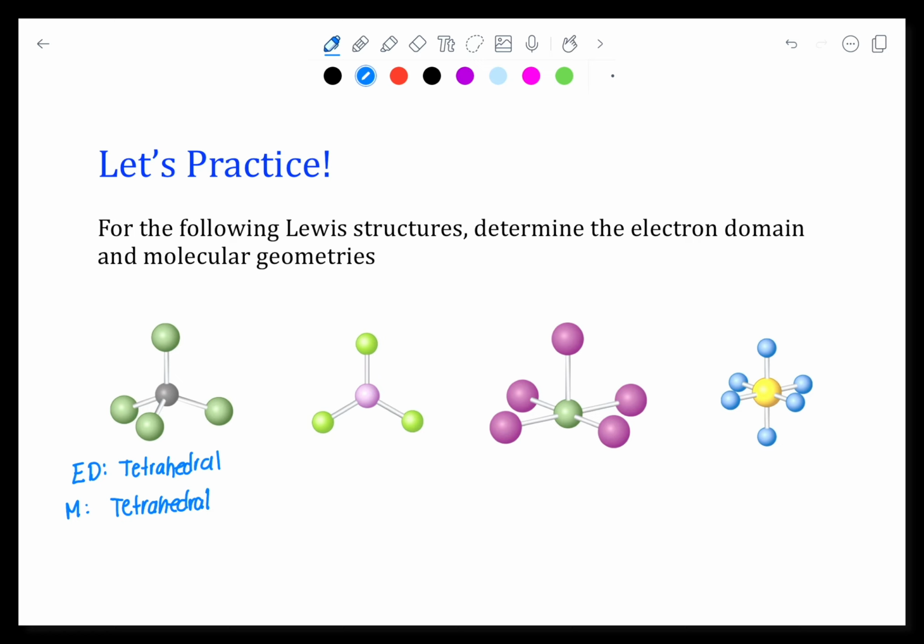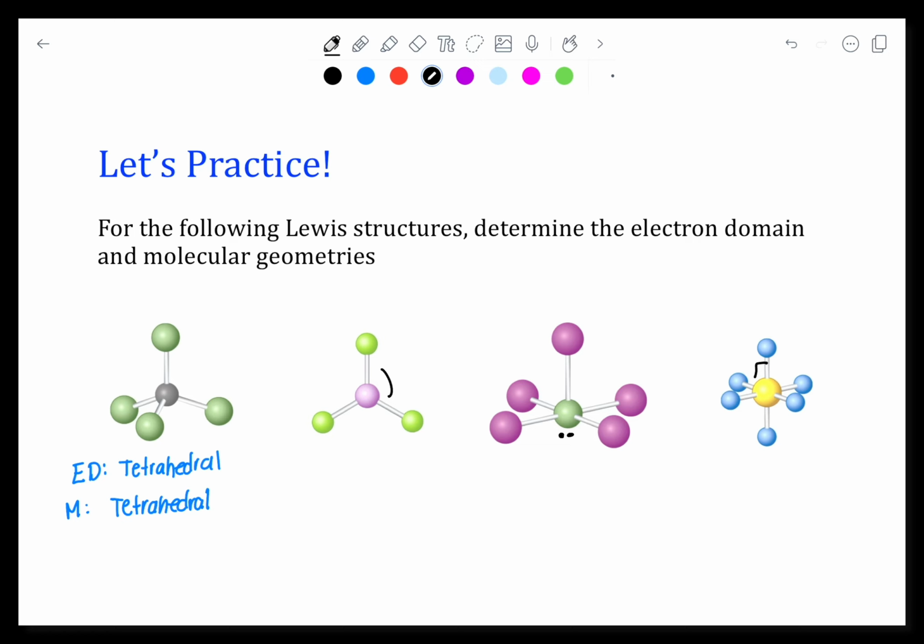Now, what I want you to do for these next 3 is use your chart from your Notepack or your test-taking resources and determine both the electron domain and the molecular geometries. I will point out on our third structure here, the only way I'm able to get these bond angles the way they are is if we have a lone pair there, which they don't show. The rest of these are all at typical angles, so we have 120 and 90, so there aren't any lone pairs on those. We know that because of the angles.